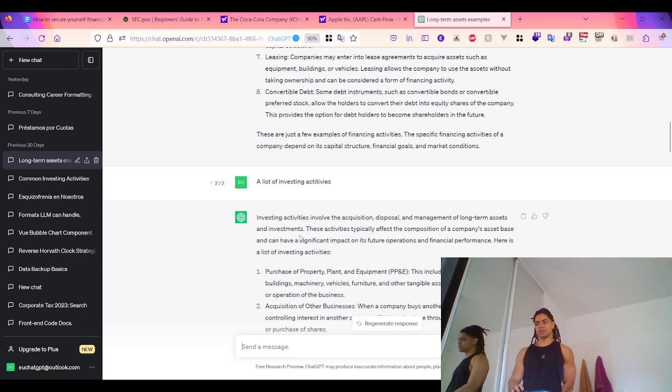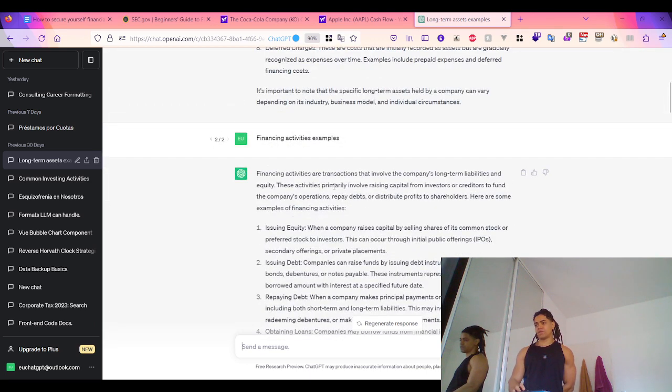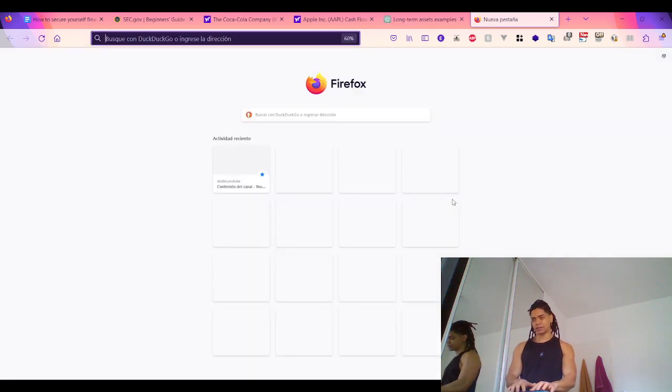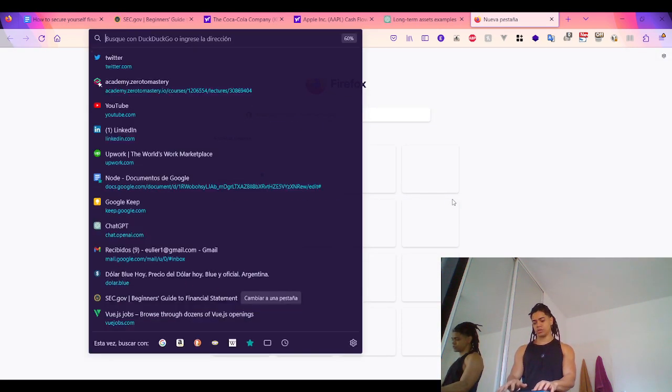Financing activities involve the company's long-term liabilities and equity. It is very, very important to understand this. This activity involves primarily raising capital from investors or creditors to fund the company's operations, pay or repay debt, and distribute profits to shareholders. So I ask this to Investopedia.